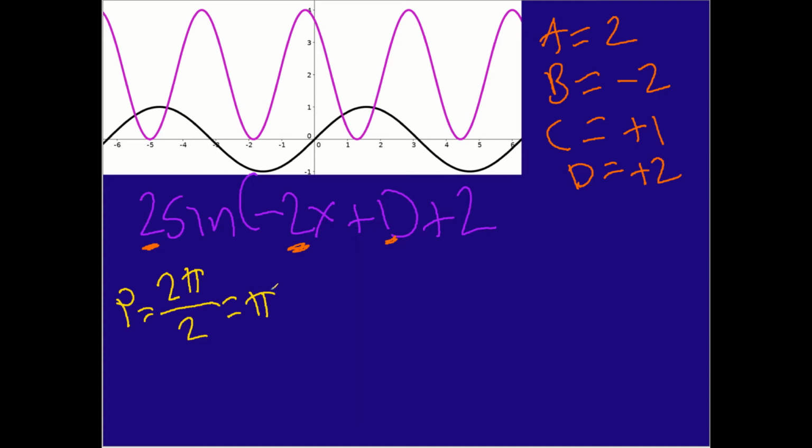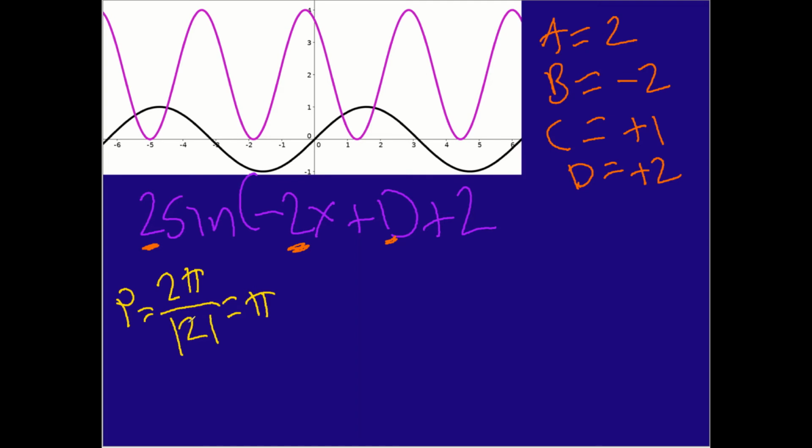And now, here's the thing. Because this is greater than 1, what's going to happen is that it's going to be compressed. And you can see that there are more waves up here compared to the regular sine function. It's compressed because in this situation, the absolute value of B is greater than positive 1.